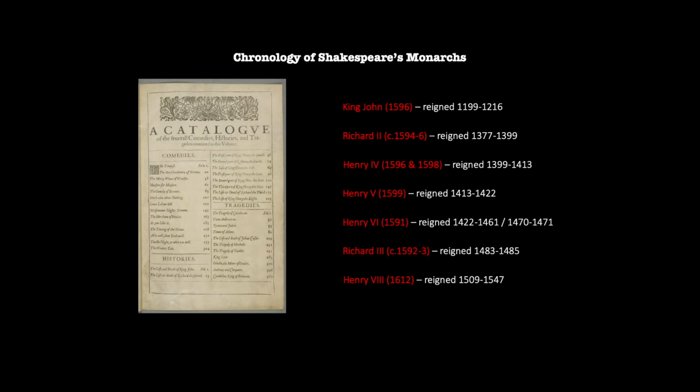You may notice that there is something odd going on with Henry VI, Shakespeare's play from 1591. But as you can see, it says here that Henry VI reigned from 1422 to 1461, and then again from 1470 to 1471. Perhaps you know what's going on there. When we look at this timeline and we think about Henry VI, we are forced to question what right to rule means. What happens when physical might trumps monarchical right?